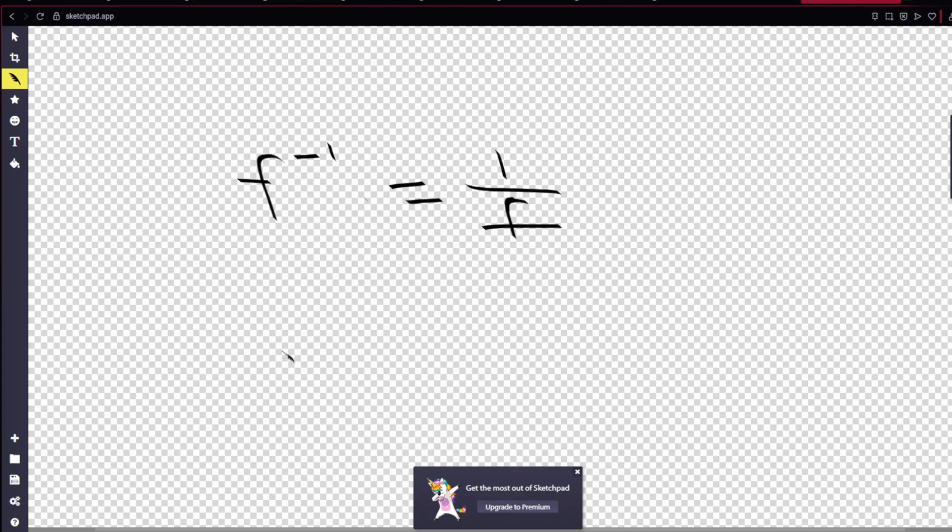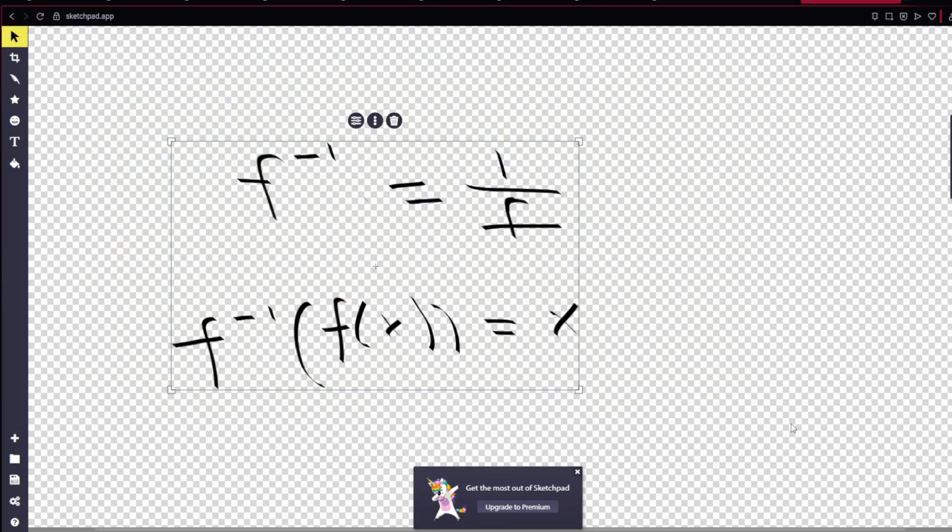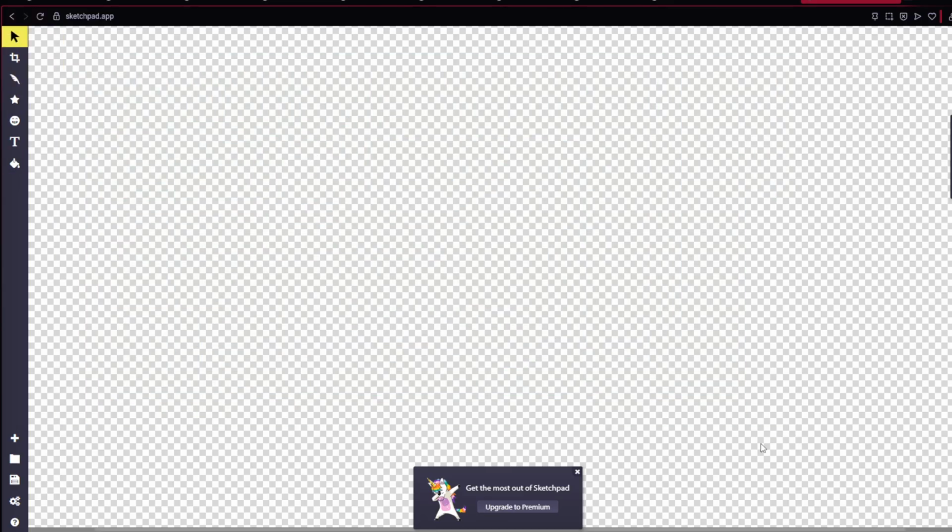But in reality, it's just going to be the inverse function, such that f of -1 of f of x is going to equal the original output. And I believe the product of the two becomes 1. But we'll get into that later. So not all functions have inverses, and we'll get into that right here.